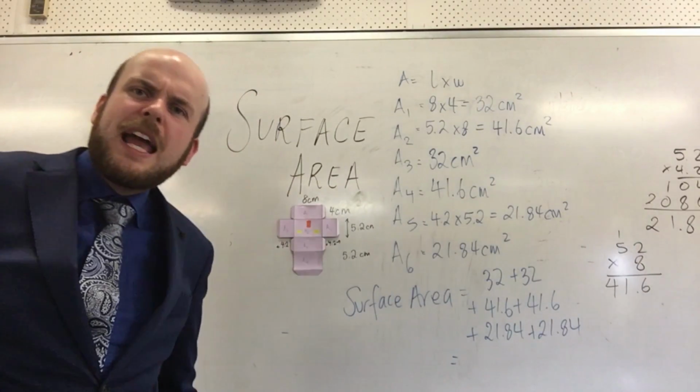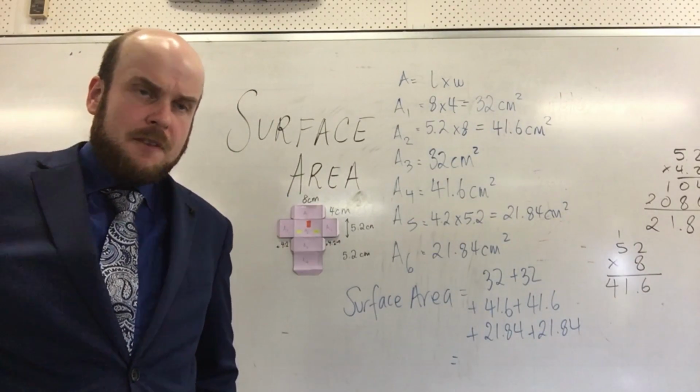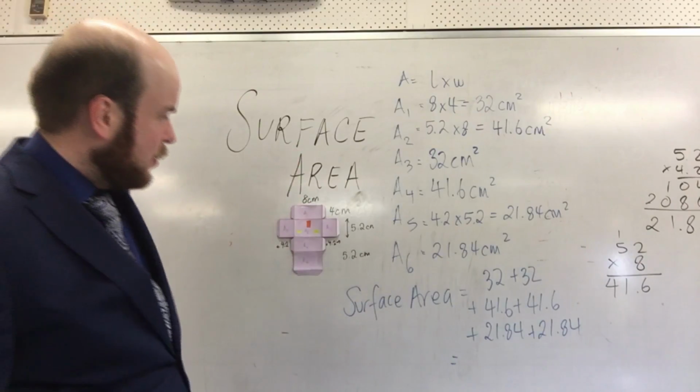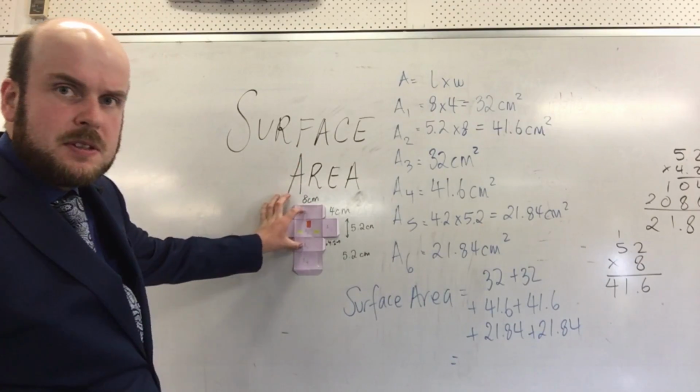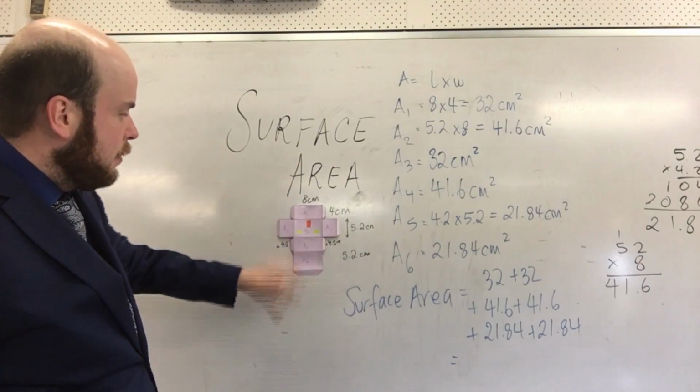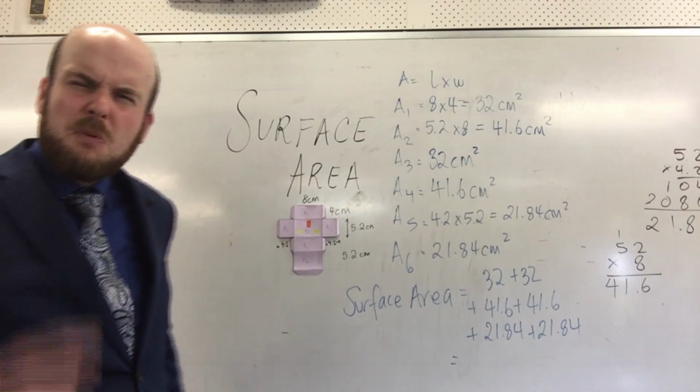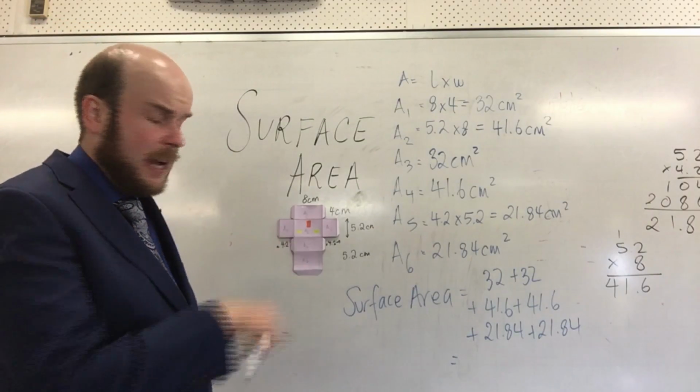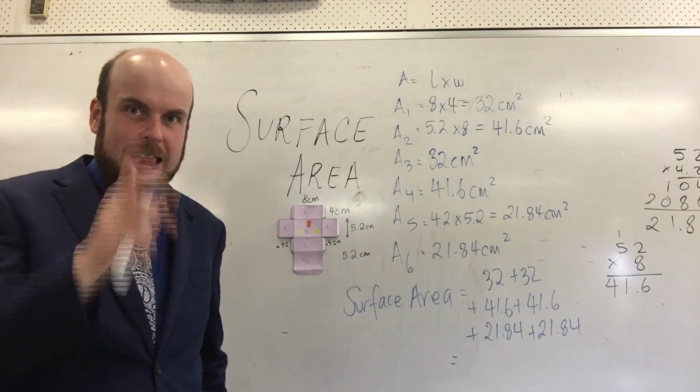Is there a quicker and easier way? After all, what we've done here is we found each of those sides, especially since I've got those two the same, those two the same, those two the same. What's a quicker way to work out surface area? I'll leave that one for you.